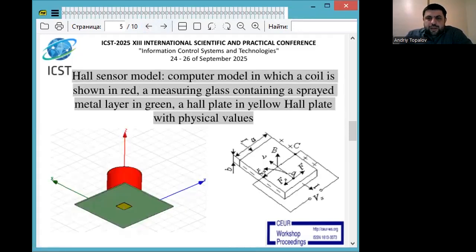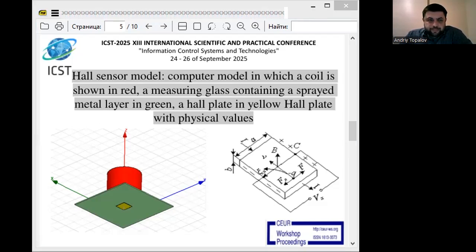The Hall sensor model is a computer model in which a coil is shown in red, a measuring glass containing a sprayed metal layer in green, and a Hall plate in yellow with statistical values. Hall effect sensors work on the principle that a transverse voltage is induced in a current-carrying conductor when it is placed in a magnetic field. The picture shows a computer model of the sensor and its visual element, the Hall plate.